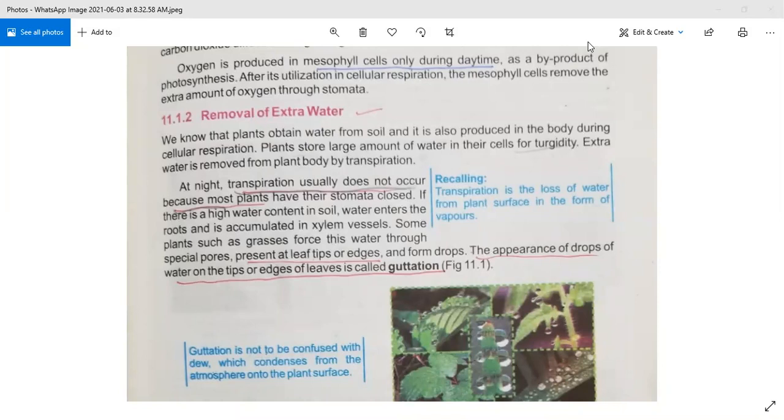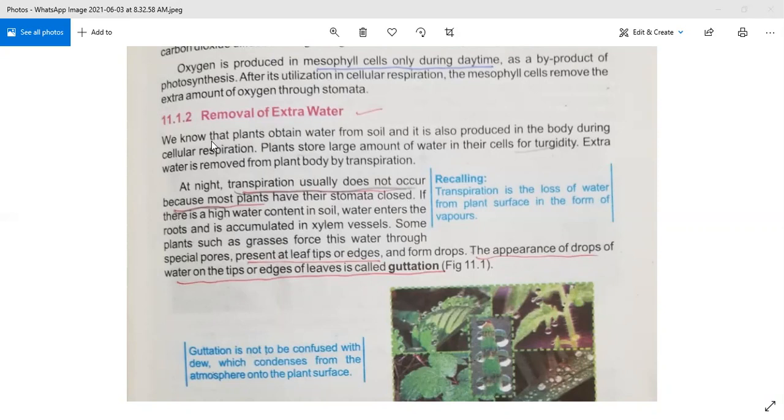We are doing chapter number 11, homeostasis. Yesterday we discussed, okay, we have started the homeostasis chapter, and in the previous lecture we started the topic homeostasis in plants.